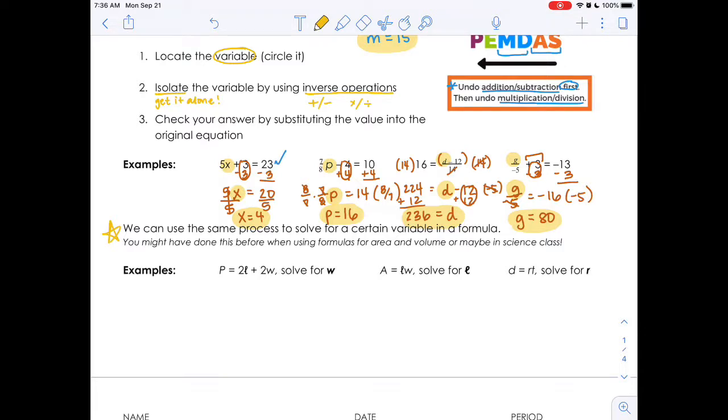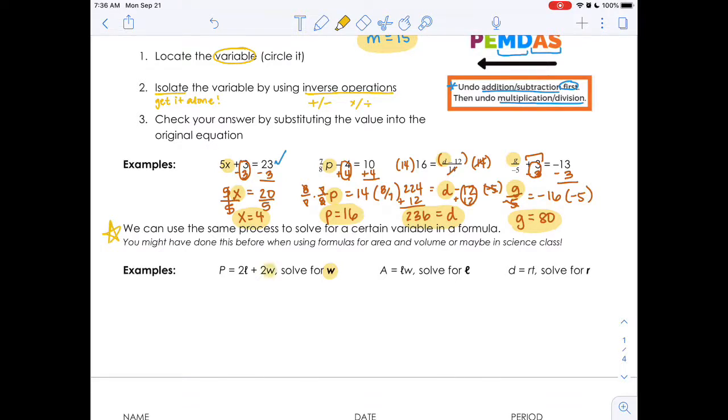And actually, the examples that I pulled for the guided notes, these are probably formulas you've seen before. First I have P equals 2L plus 2W. This is the perimeter of a rectangle, so you've probably worked with this before. P, the perimeter, equals 2 times the length plus 2 times the width. Now, you would use this if you knew the perimeter and the length and you were trying to figure out the width. We would want to rearrange this formula to solve for W.